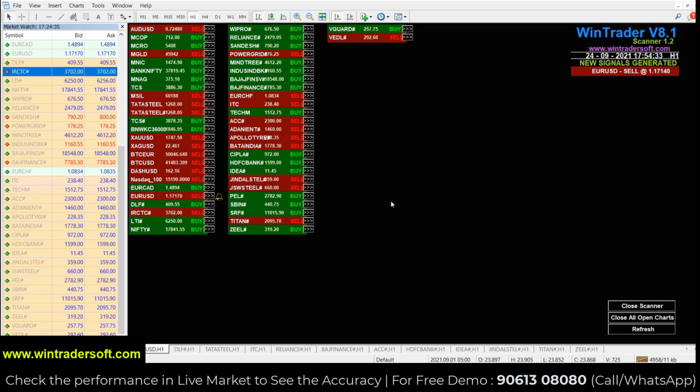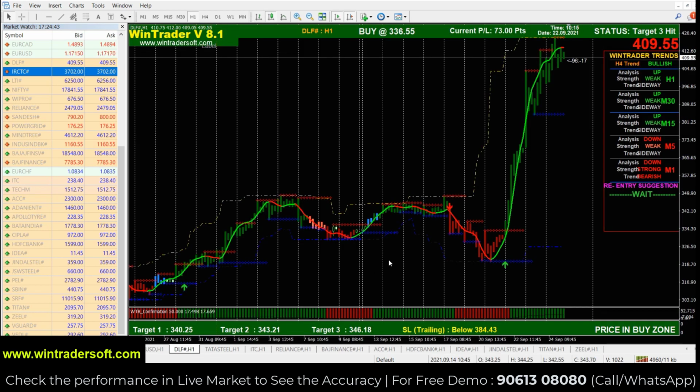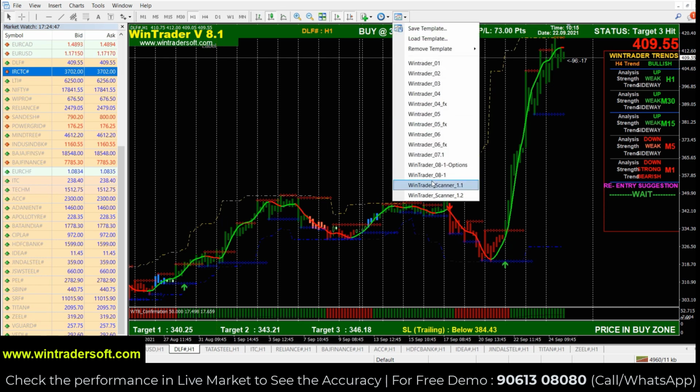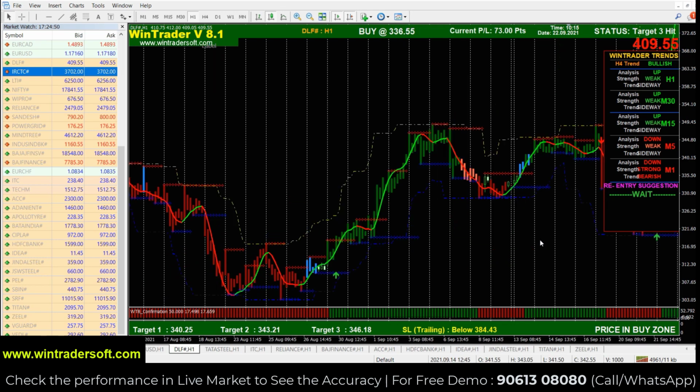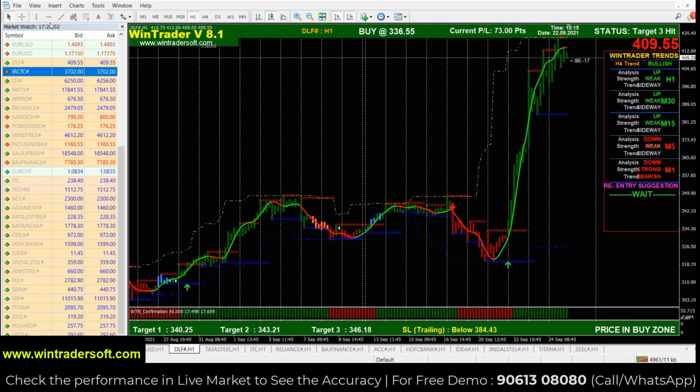If any signal is generated, we always need to check the confirmations, and only if those confirmations match will we enter the trade. So we can check that first. This is the DLF chart in the 8.1 version. In DLF the signal is working as a buy. The buy signal was already generated.